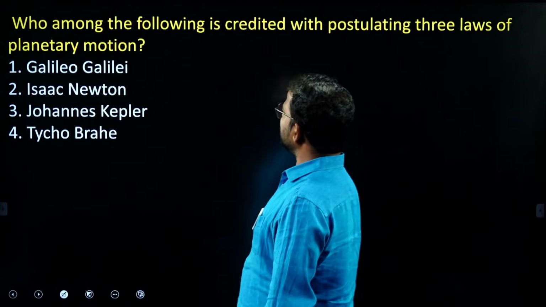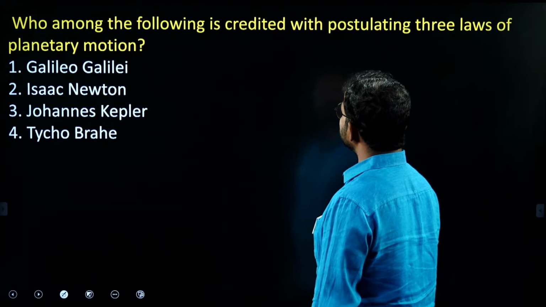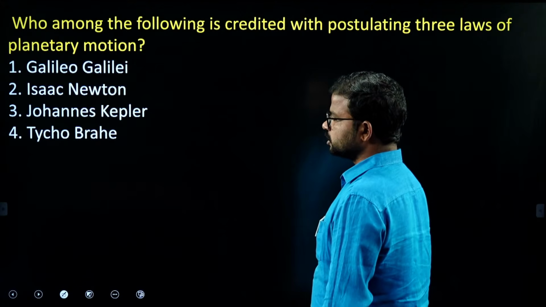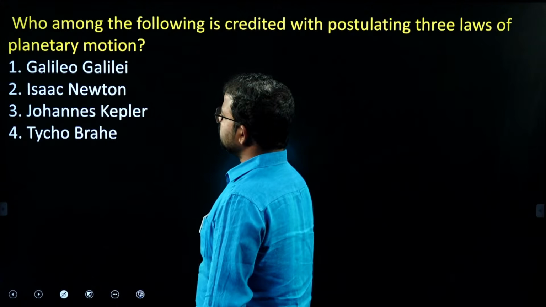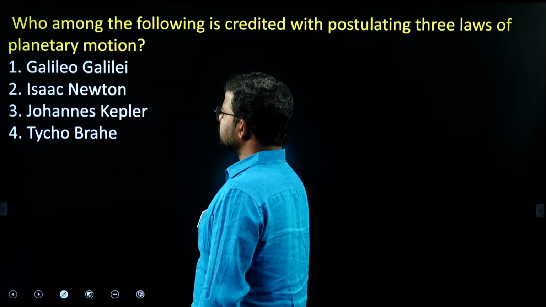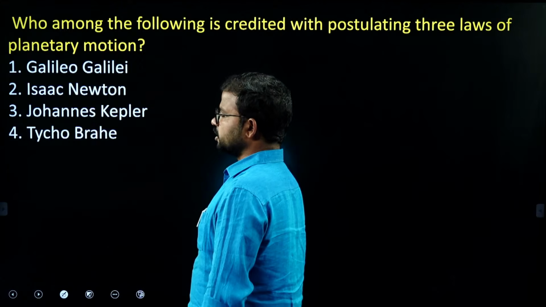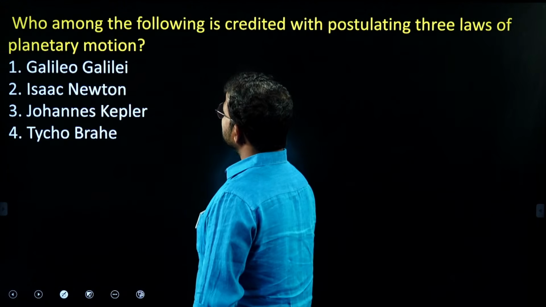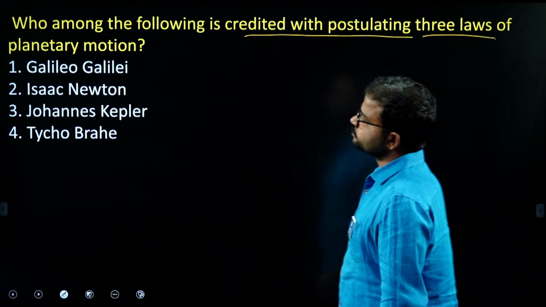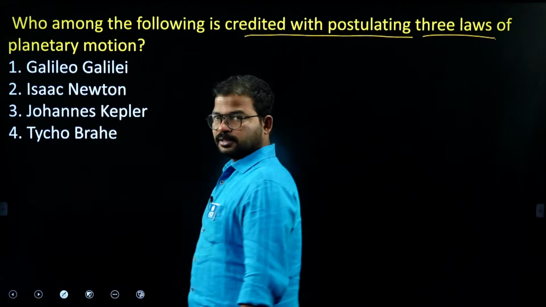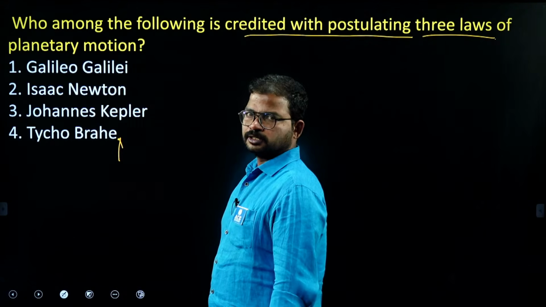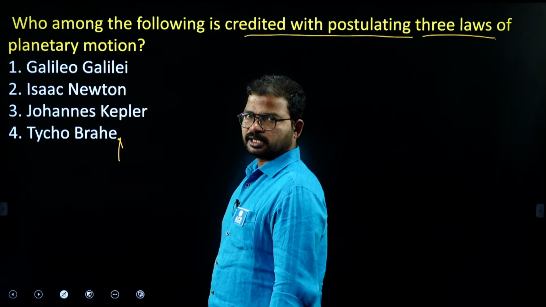Next, who among the following is credited with postulating three laws of planetary motion? Galileo, Isaac Newton, Johannes Kepler, or Tycho Brahe. Tycho Brahe, did you hear about this philosopher? He proposed the geocentric theory.